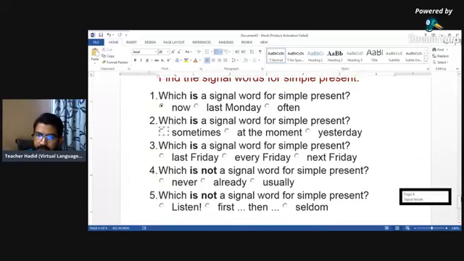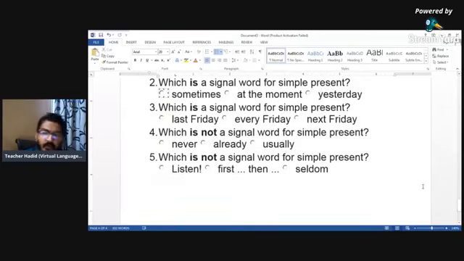Next one. Which is a single word for present simple tense? Last Friday, nah. Last Friday cannot be, because last Friday means yesterday, past. Every Friday, yes. Next Friday will be future. So every Friday is the right sentence. Whenever there's every Friday in a sentence, it means you're talking about present simple sentence.